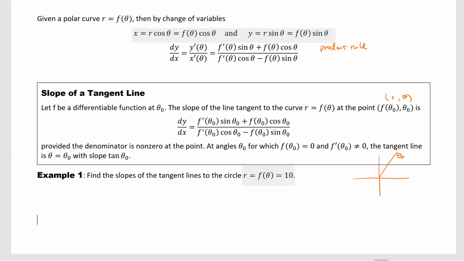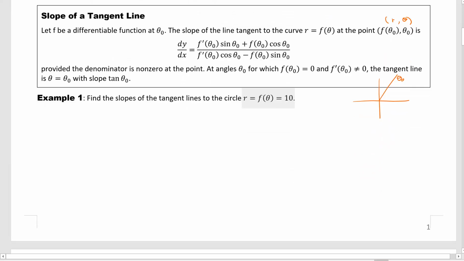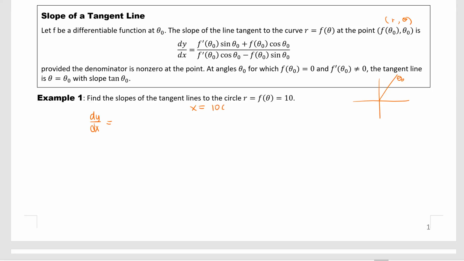Okay, that is the special case. So we can calculate it at that time. Okay, so let's look at example 1. Find the slope of the tangent lines to the circle r equals 10. Well, dy/dx equals, because r equals 10, then we have x is 10 cosine theta and y is 10 sine theta. And dy/dx then is y prime of theta over x prime of theta.